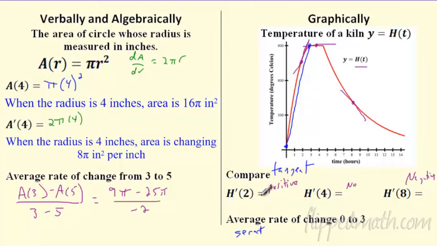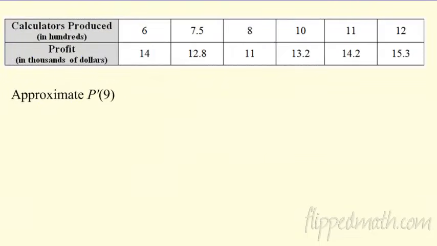So instantaneous rate of change is that first derivative. It's so nice because it tells us what is happening at that exact moment in time. So you may have to look at a graph and approximate it. What else can we do? We can look at a table.